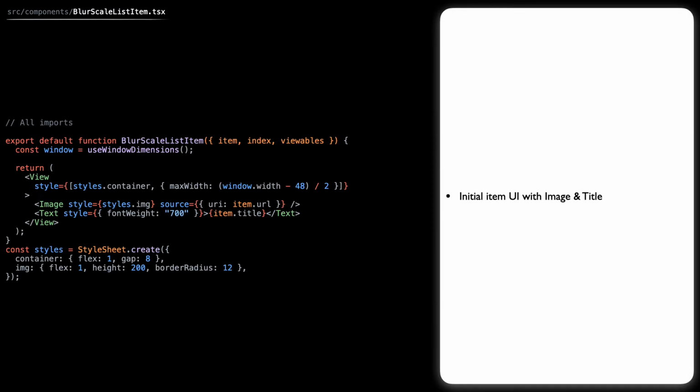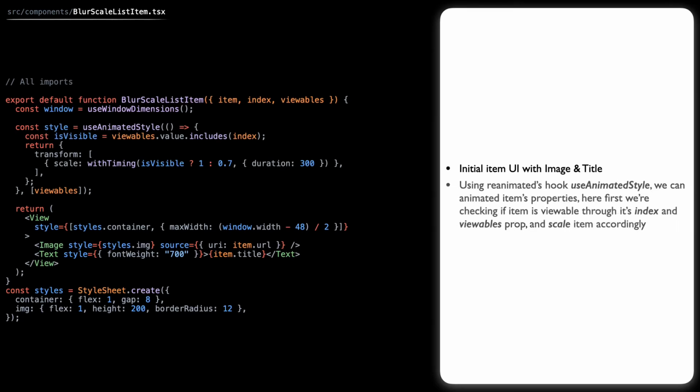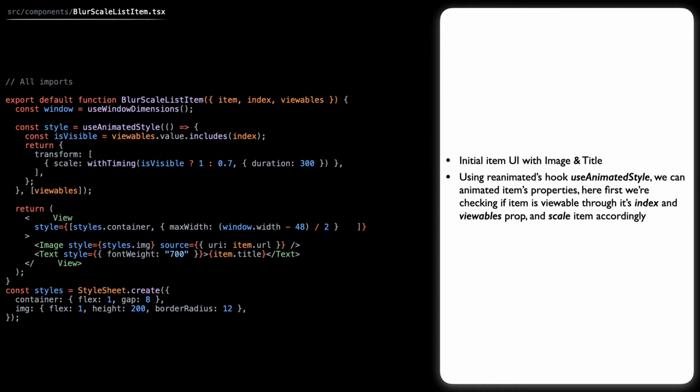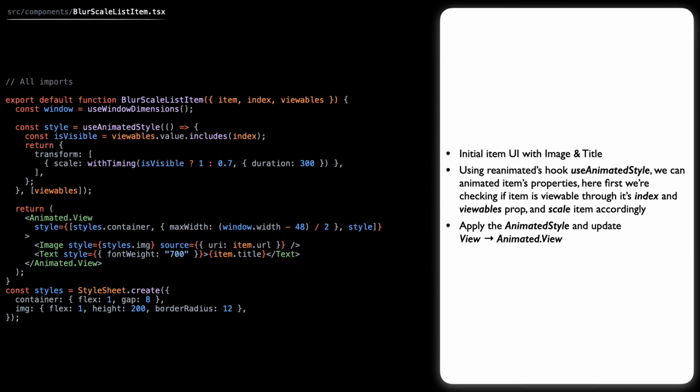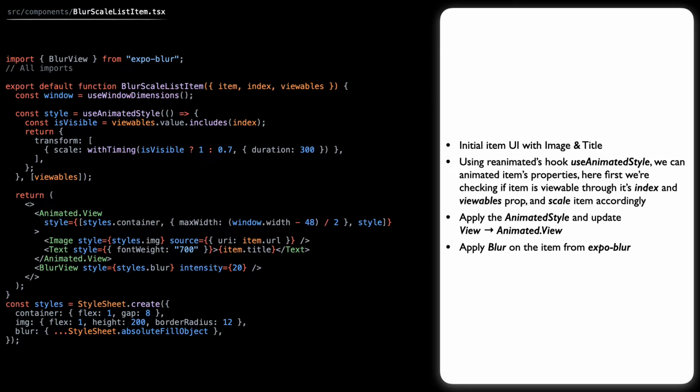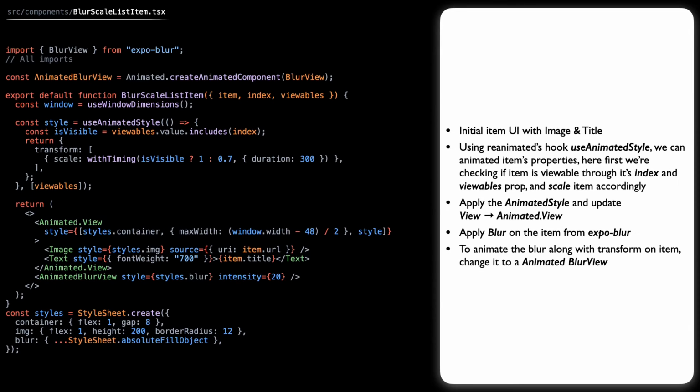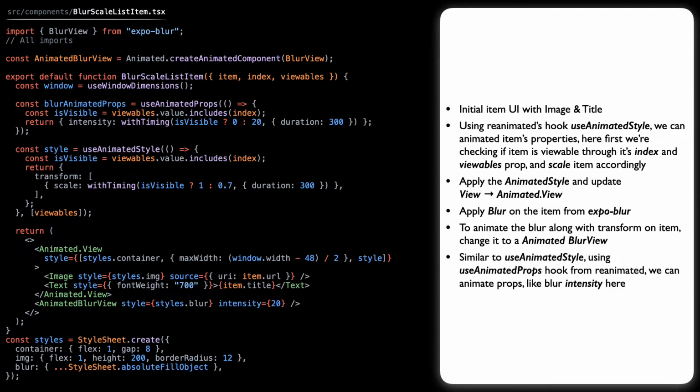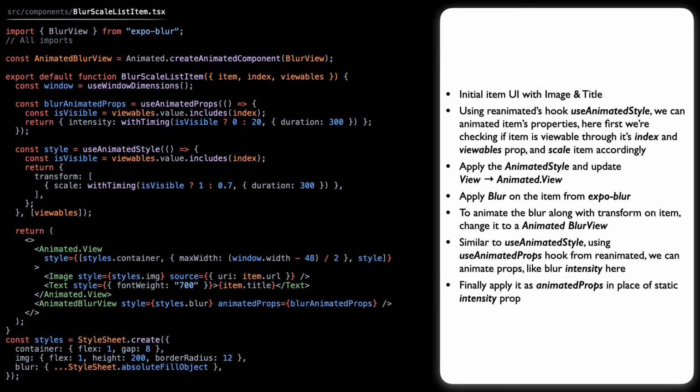Next we're going to do the second animation, which blurs and scales the item on change of the viewability. So similar to how we did previously, in useAnimatedStyle, check if the viewable shared value contains the item's index and scale the item accordingly. Apply the style to the view and change it to animated. Next, apply the blur view and animate its intensity based on the item's visibility. And that's it.